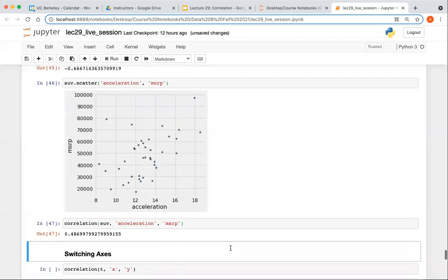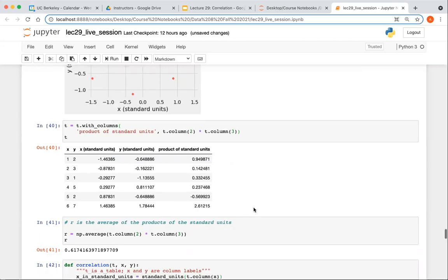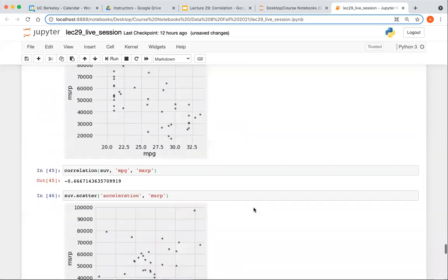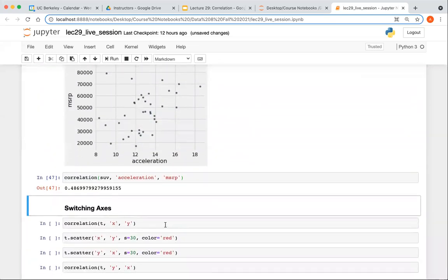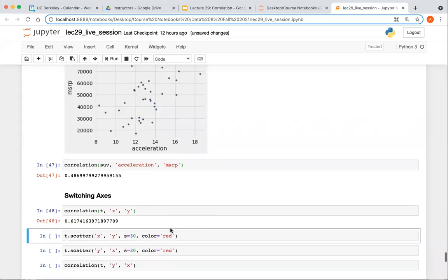Okay, one thing I'd like to do is look at this product, and observe that the calculation is symmetric in X and Y. You convert both to standard units, you're doing the same thing. When you multiply the standard units, does it matter which one you called X and which one you called Y? No. So by calculation, the correlation between X and Y should be the same as the correlation between Y and X. And I just want to make sure that we actually believe that. So the correlation between X and Y is 0.61.